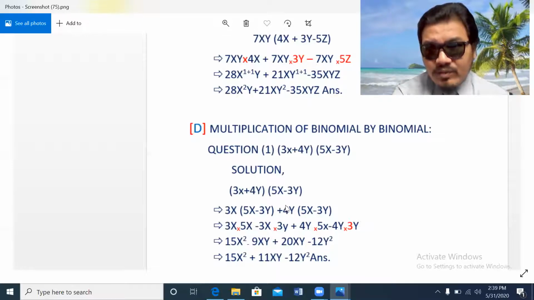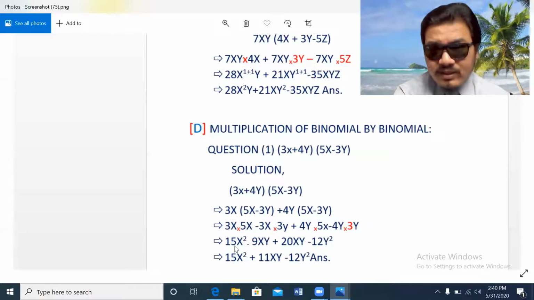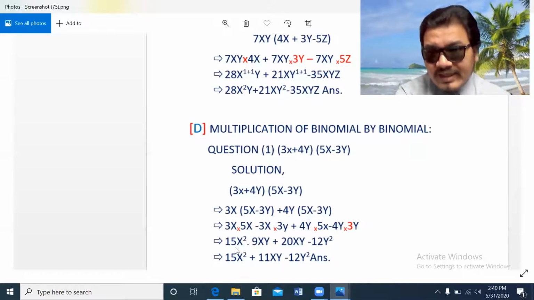Now when you multiply 4y with 3y, here, like this. Now let's do the multiplication. The next step implies 15x into x square, this 3 into 3, 9xy, plus 4 into 5 is 20, and y into xy, minus 4 into 3 means 12, and y into y is y square directly here.